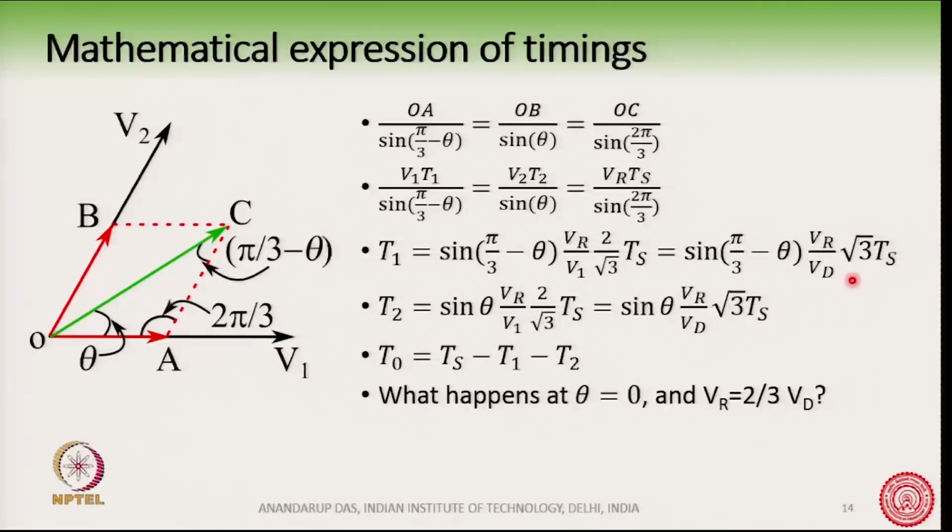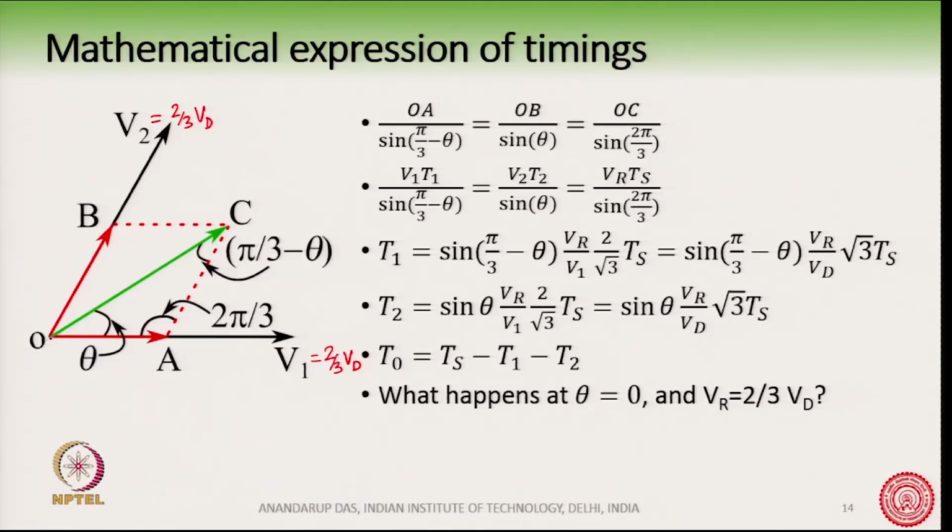Here we can say that V1 is having a magnitude of 2/3 Vd. V2 is also having a magnitude of 2/3 Vd. So, if you substitute here the expression of V1, then you will see that we get up to this expression. Similarly, you can get T2 as this expression here, and T0, that is the remaining of the time for which the 0 vector will be applied.